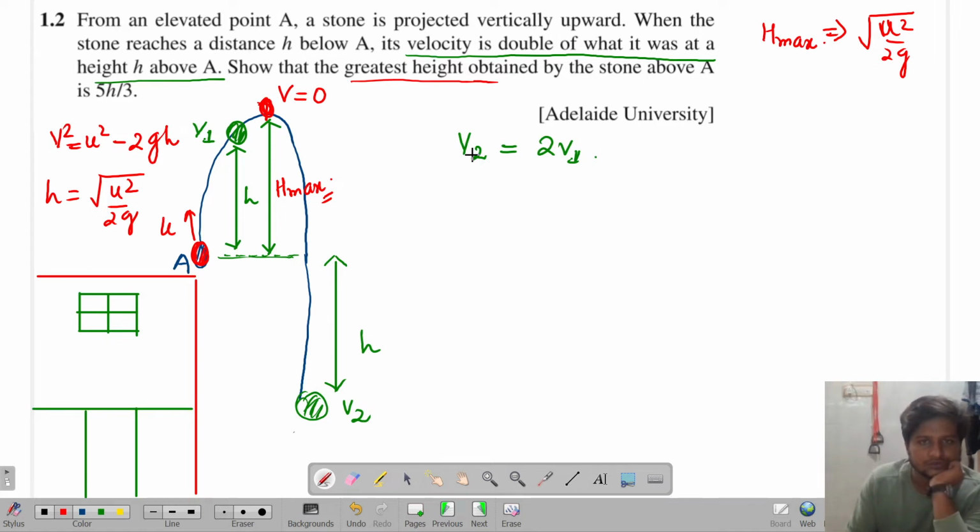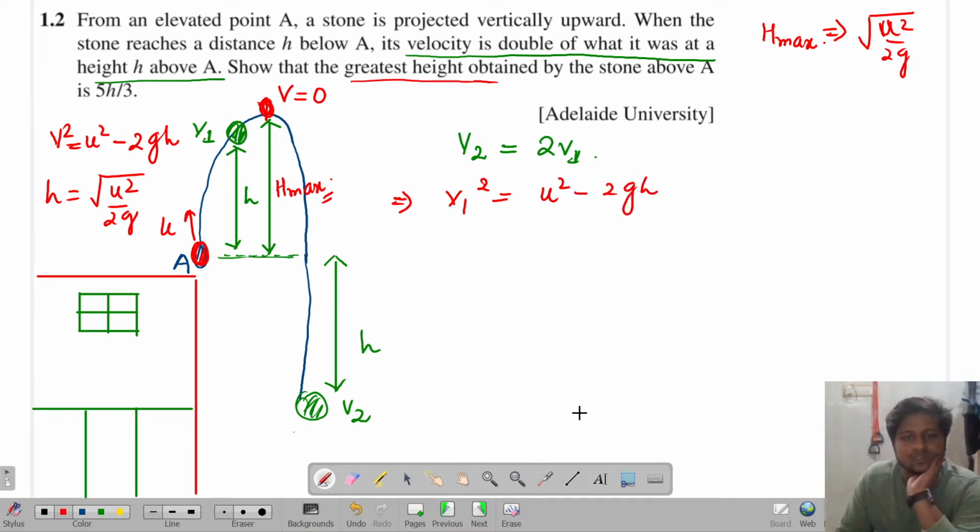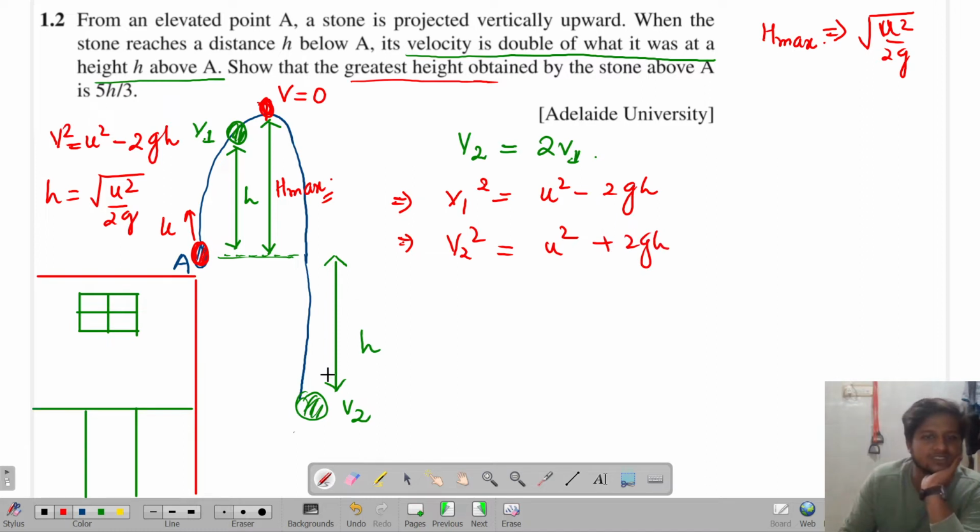Got it or not? So v2 is equal to twice of v1. Now I can write the equation of v1, yes or no? So what will be the equation of v1? v1 square is equal to u square minus 2gh. Yes or no? But v2 square will be what? u square plus 2gh, or not? Because for the second case, the ball is in the downward direction. Yes or no?